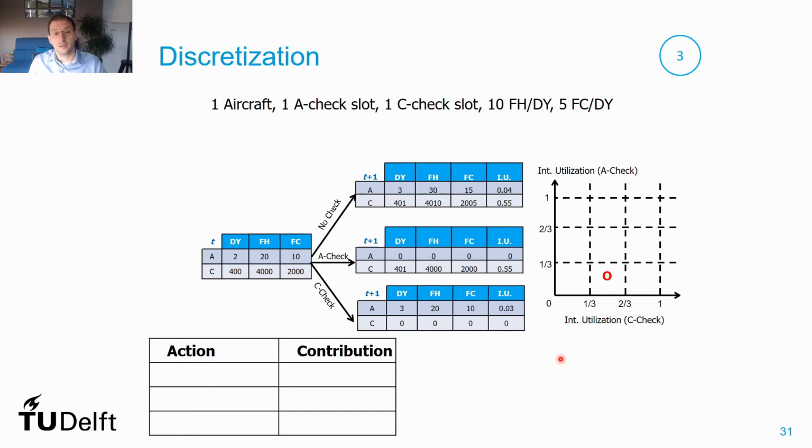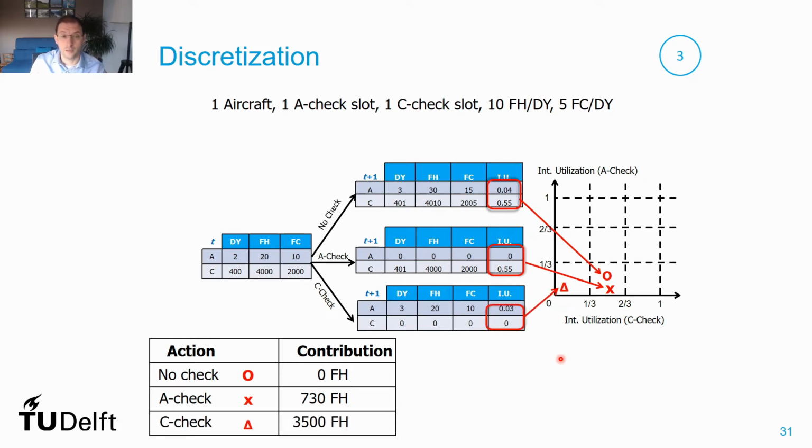I can do the same thing for the A check, and I can do the same thing for the C check. And I can represent this interval utilization in a 2D representation for both the A check in the Y and the C check in the X. And this will lead to a point regarding the no check, another point in this 2D space regarding the A check, and a third point regarding the C check. And I can discretize my 2D representation into segments, so these squares that I do have here in my 2D representation. And I'm going to compare each one of the actions that fall in each one of these segments. And I'm going to compare the contribution associated with each one of these solutions.